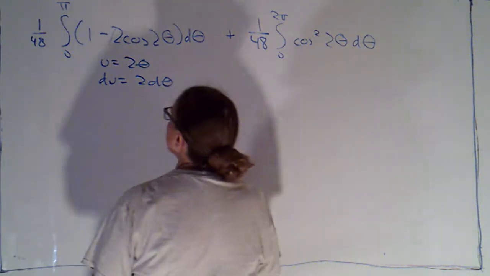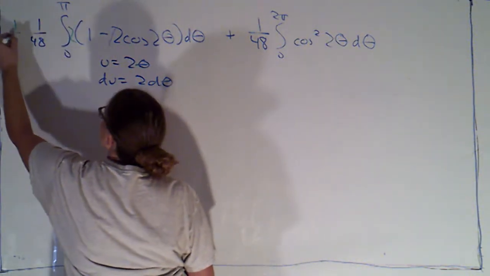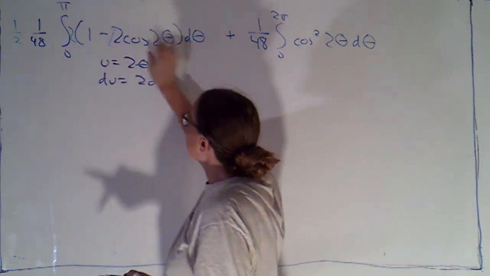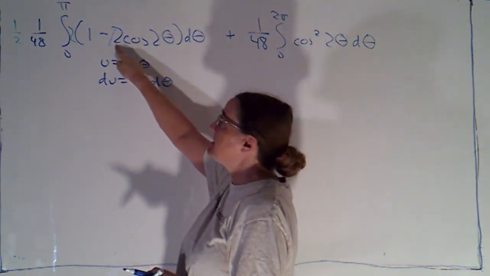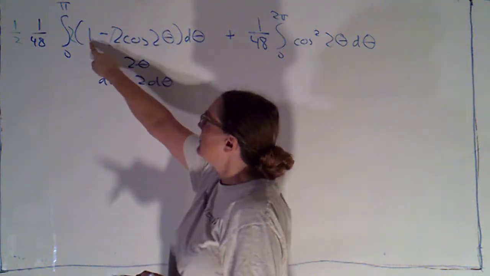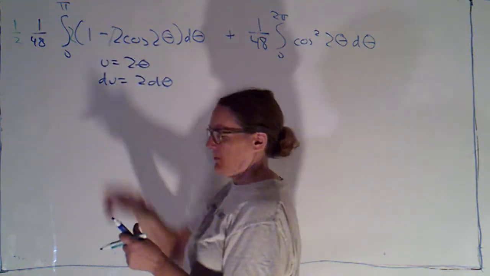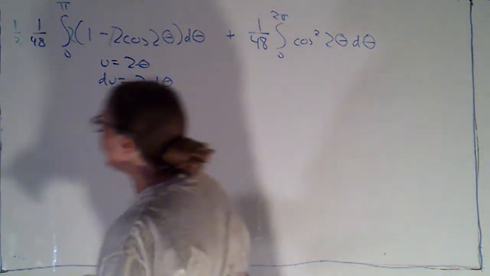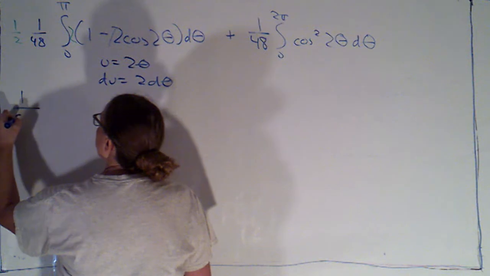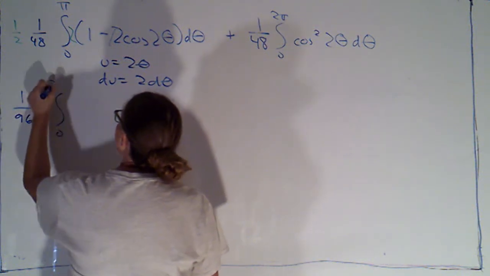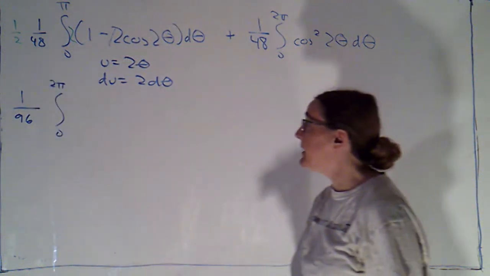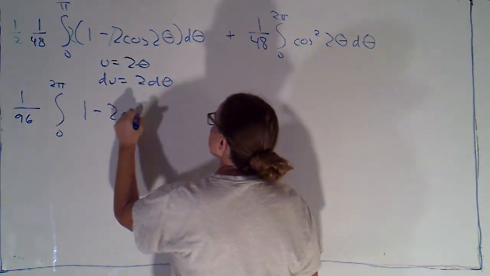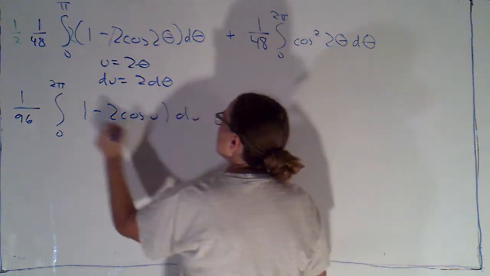Now that means I'm going to introduce a 2 counterbalanced by a 1/2. If I wanted to, I could have split this up into two integrals, and then I already have the 2 for this piece. But I've chosen to keep it as one integral, and I didn't have a 2 in that term. So I do need to introduce that 2 counterbalanced with the 1/2. So this is going to give me 1/96, the integral, now it's from 0 to 2 pi, because I'm switching to my u values. And then it's just 1 minus 2 cosine u du.